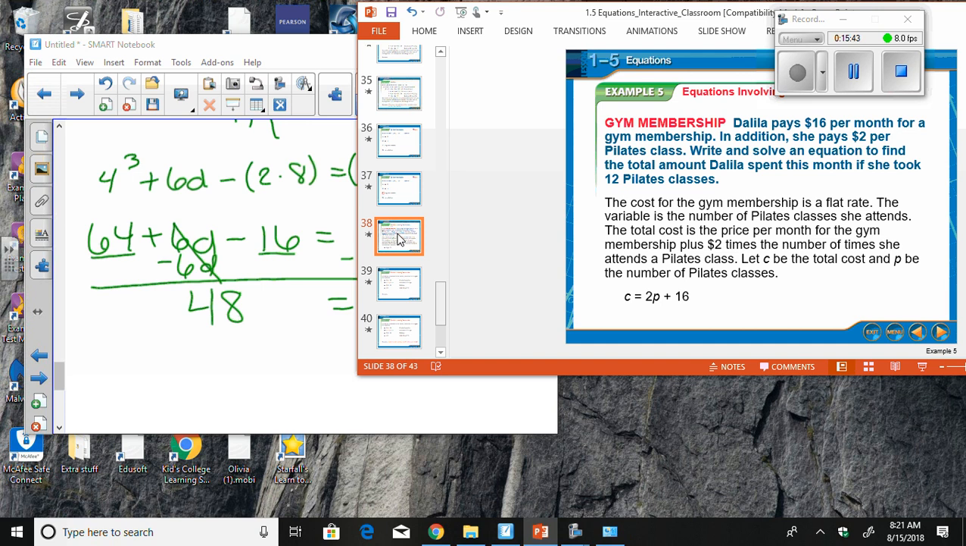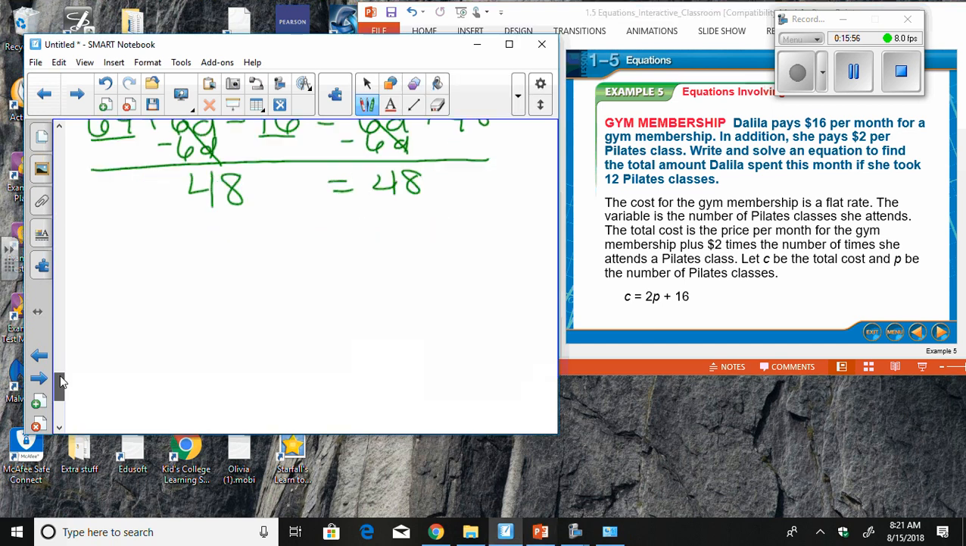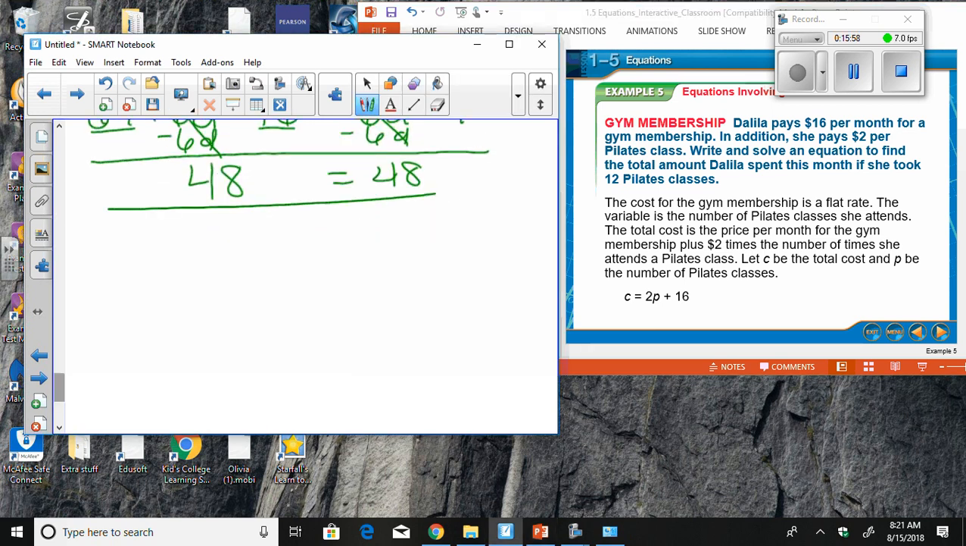So a gym membership. Dahlia pays $16 per month for a gym membership. In addition, she pays $2 per Pilates class. Write and solve an equation to find the total amount Dahlia spent this month if she took 12 Pilates classes. So we set this up as an equation starting at the beginning. She pays $16 per month no matter what. Then an additional $2 per class. Write and solve an equation to find the total if she took 12 Pilates classes.